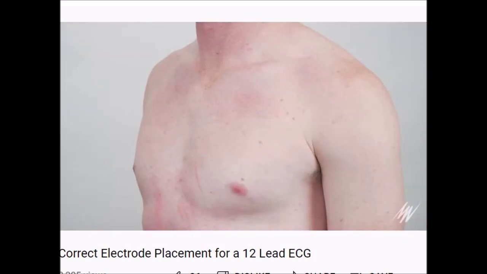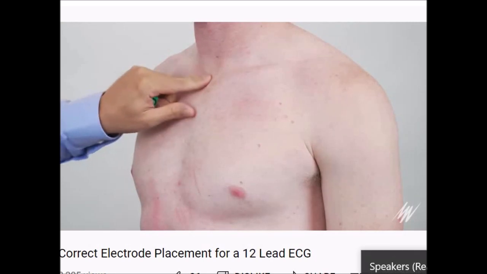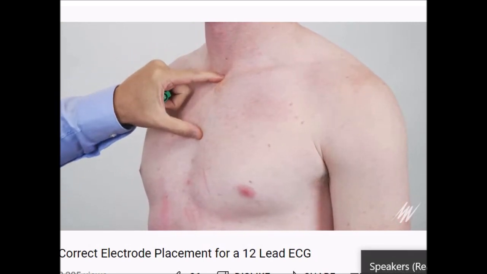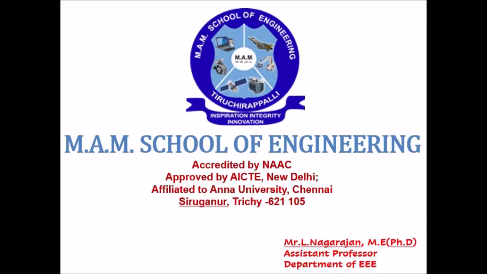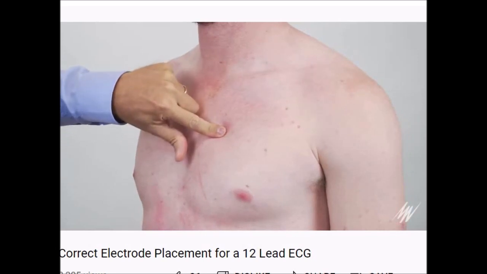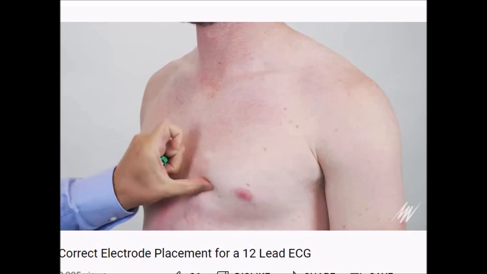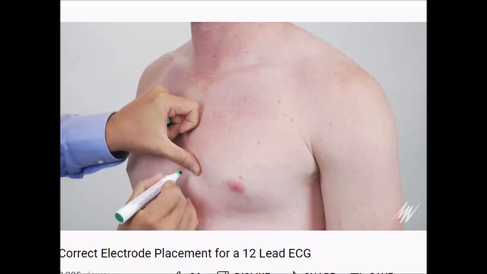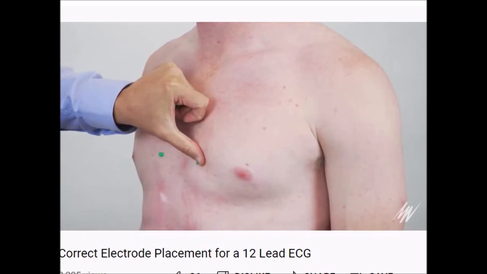First we're going to look for the chest leads. The important one is V1, because everything else is related to V1. The first thing I do is find the top of the sternum, and about 4 centimeters down there should be a ridge. That should be your second intercostal space. Then I move 2 down to get the 4th intercostal space, and that will be V2, and V1 is just opposite that on the other side.